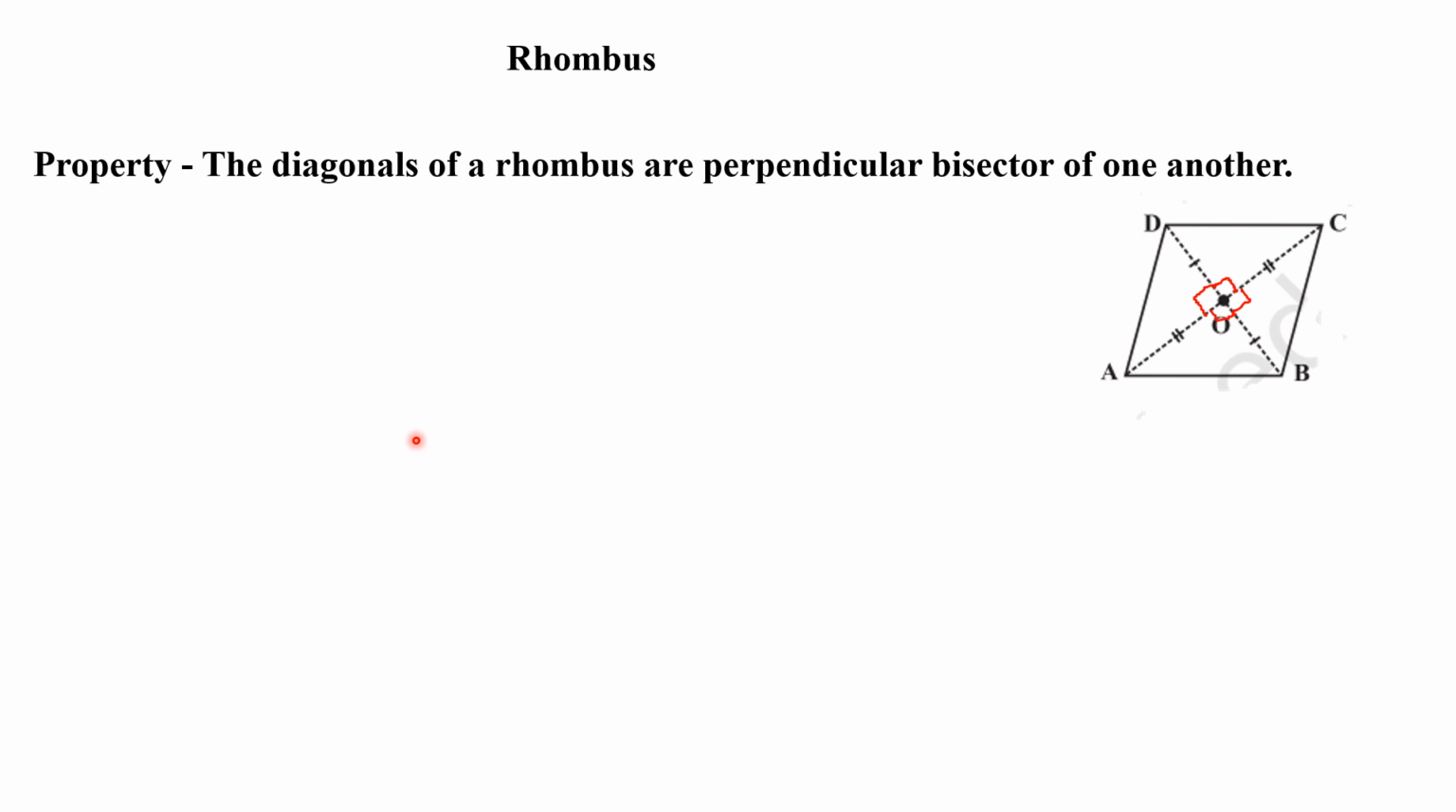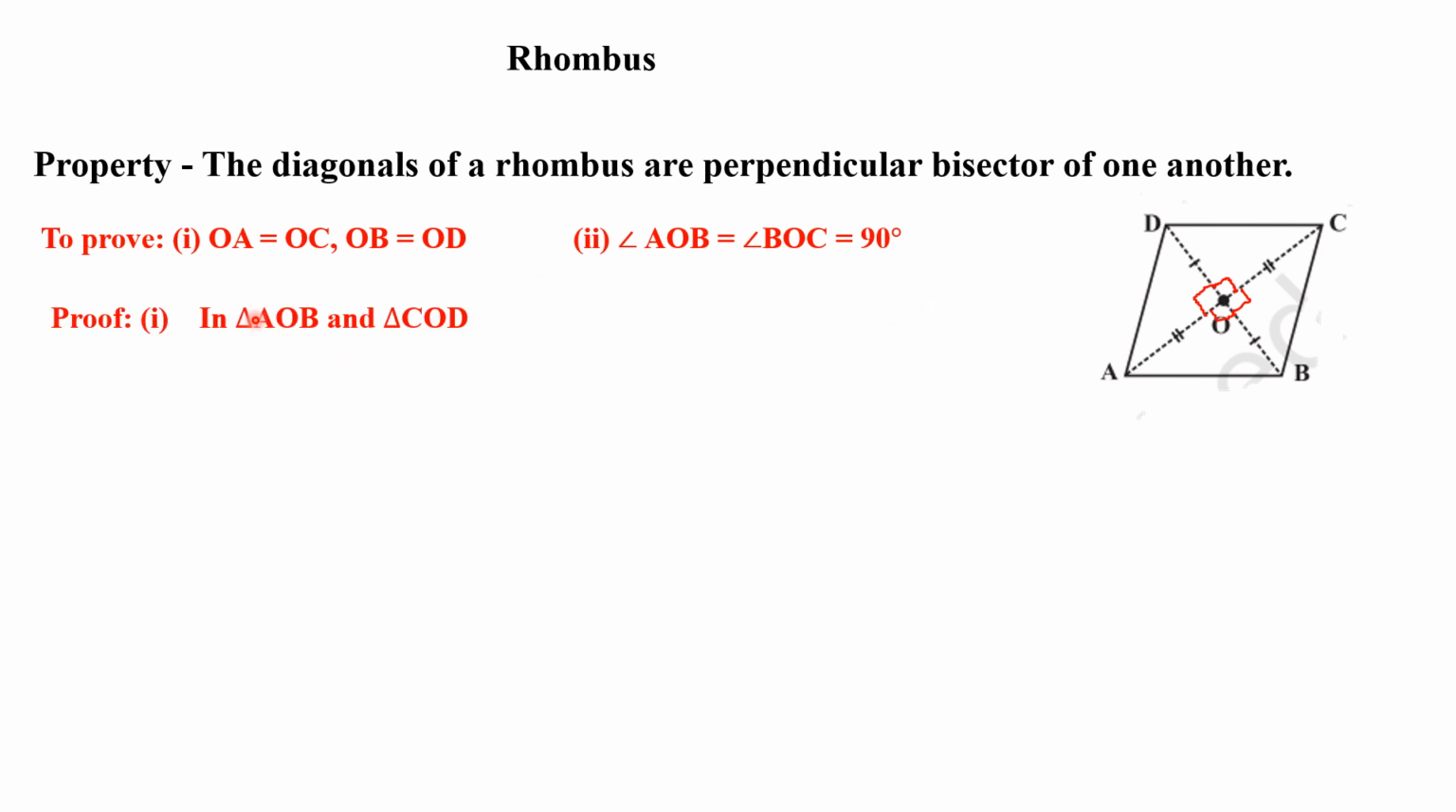So now to prove, what I have to do is show that OA is equal to OC and OB is equal to OD, and I have to again prove that angle AOB is equal to angle BOC equal to 90 degree. Okay, so we'll prove it one by one. So in triangle AOB and COD, if I take these two triangles, okay, AB is equal to CD. Yes, because it is a rhombus. In a rhombus, all the four sides are equal. So AB will also be equal to CD.